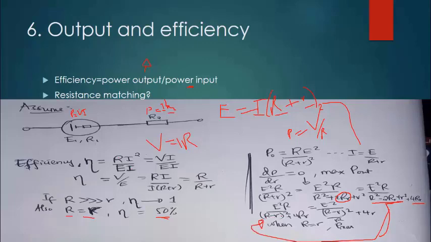So (R minus r) squared, ndio unapata hii value hapa. So unaitoa hii 4Rr nje ili ubaki na hii condense irudi kwenye hii form huko. So inakuwa (R minus r) squared plus 4Rr. Umeona? Kwa E squared, kama ukiamua kucancel hii R, it means you divide na R hapa, ndio inakuwa hii hapa. So nabaki na E squared over (R minus r) squared over R plus 4r. Sawa.